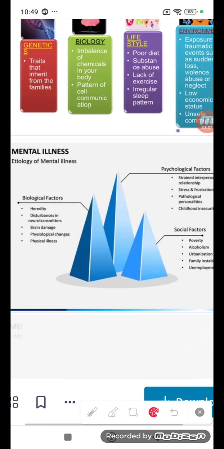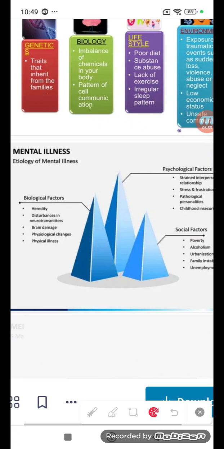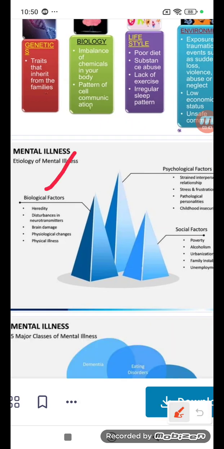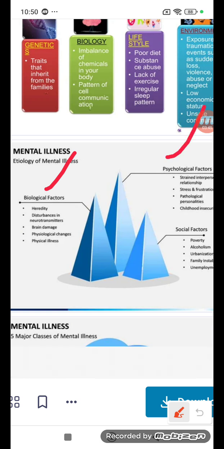Now we will discuss the etiology of mental illness. There are three different types of etiology: biological factors, psychological factors, and social factors. For biological factors, the first is heredity. Chromosomal abnormal characteristics are transferred from one generation to another, and this type of problem develops in the body.